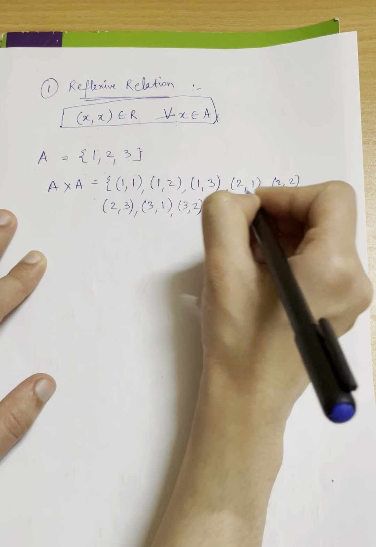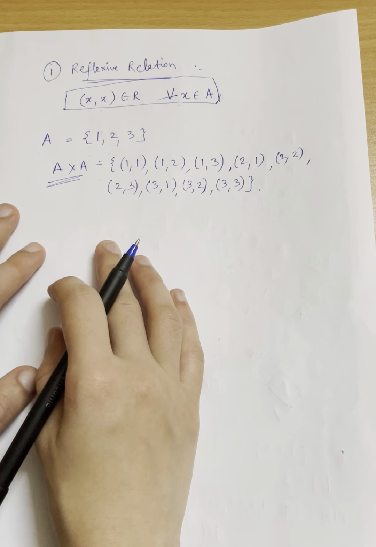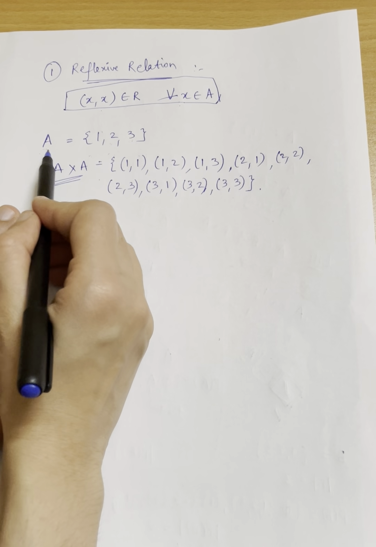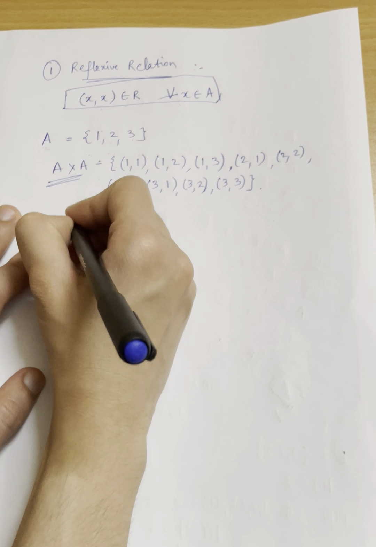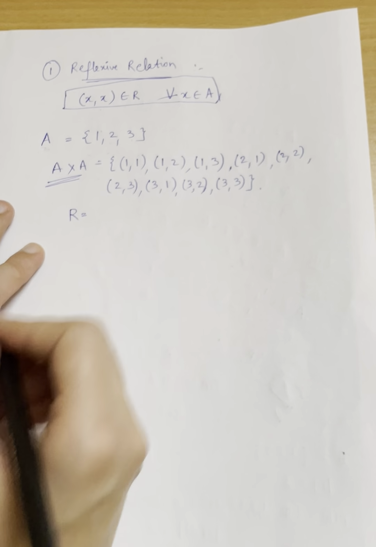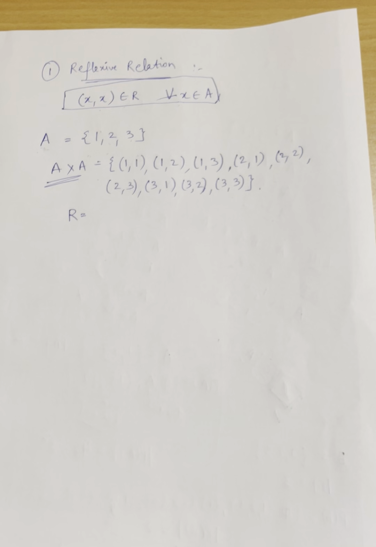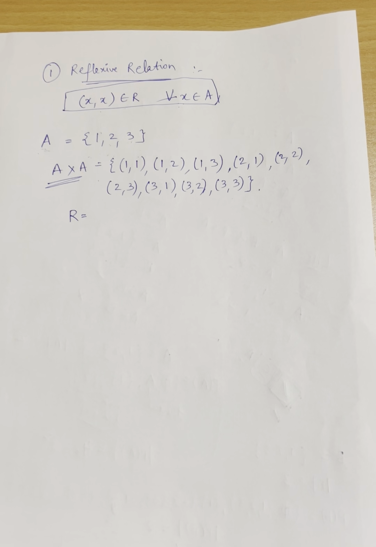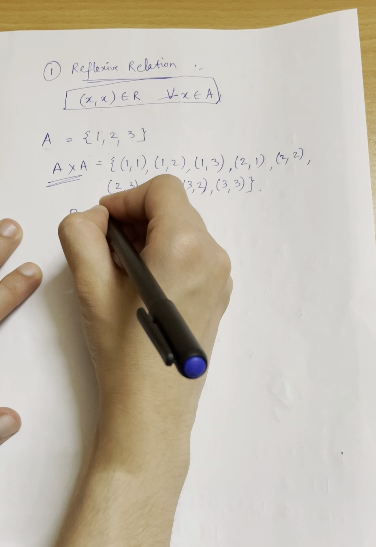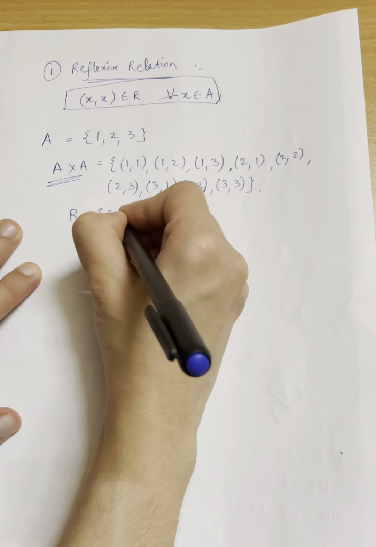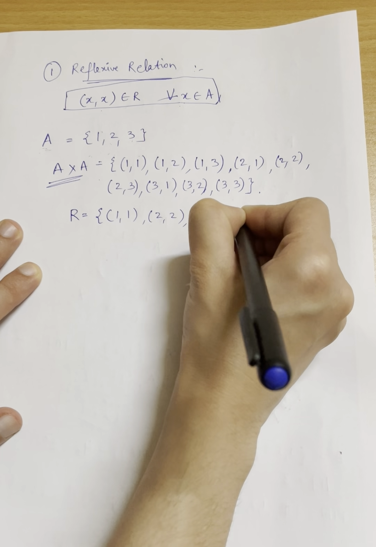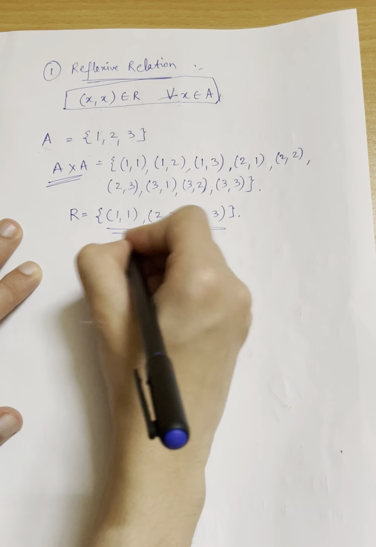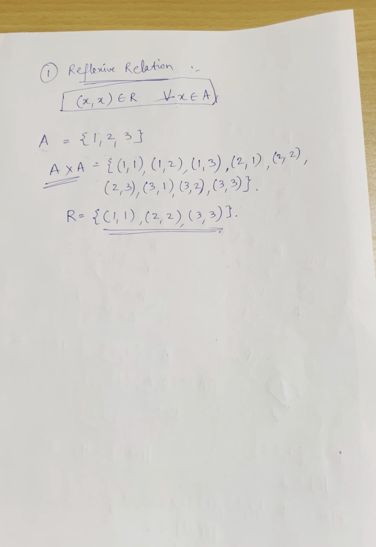So this is the Cartesian product of set A itself. Okay, now if I write some relation and you need to choose whether it is reflexive or not, let's answer it. Let's suppose I say (1,1), (2,2), (3,3). Is it a reflexive relation or not? Let's see.